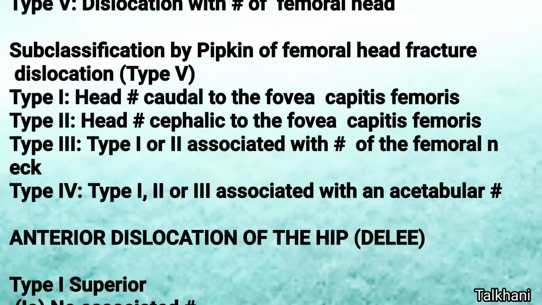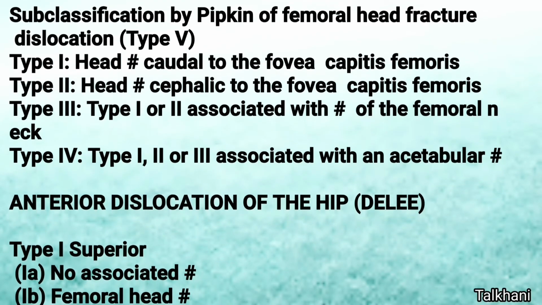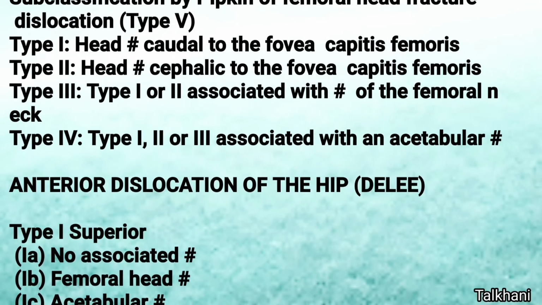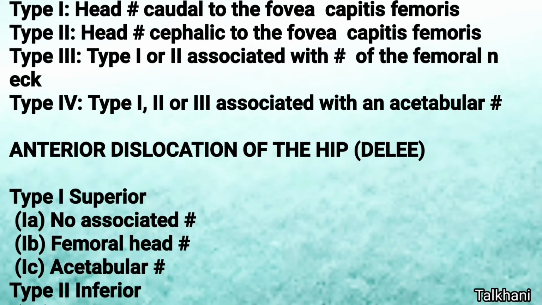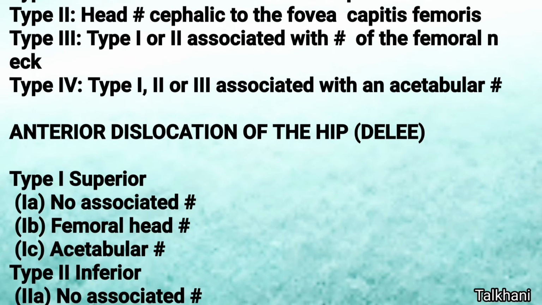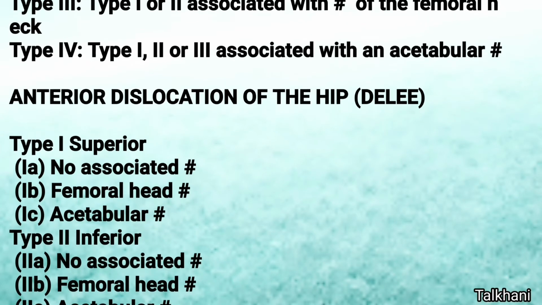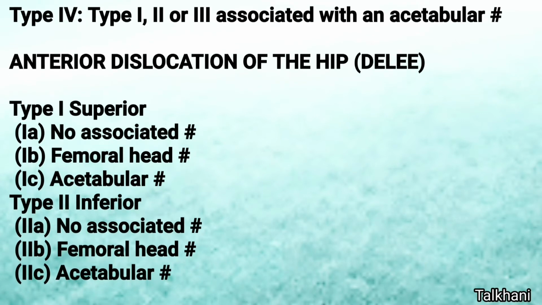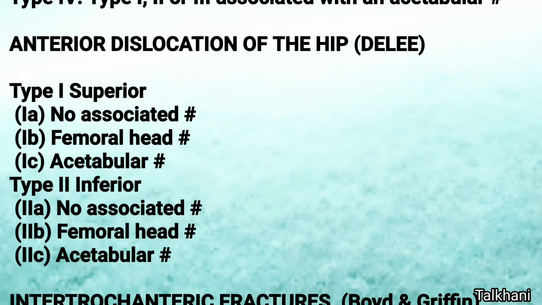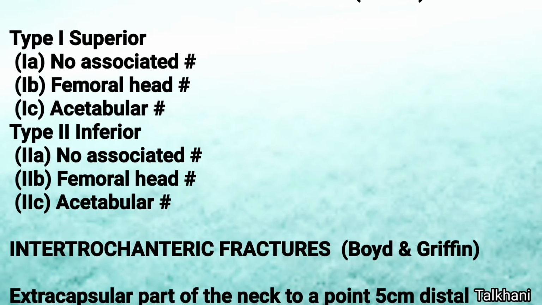Type 1, femoral head fracture caudal to the fovea capitis femoris. Type 2, femoral head fracture cephalic to the fovea capitis femoris. Type 3, type 1 or type 2 associated with fracture of the femoral neck. Type 4, type 1, type 2 or type 3 associated with acetabular fracture. Dilly has classified anterior dislocation of the hip into type 1 superior and type 2 inferior. Each of these are subclassified into A, no associated fracture, B, associated femoral head fracture, C, associated acetabular fracture.